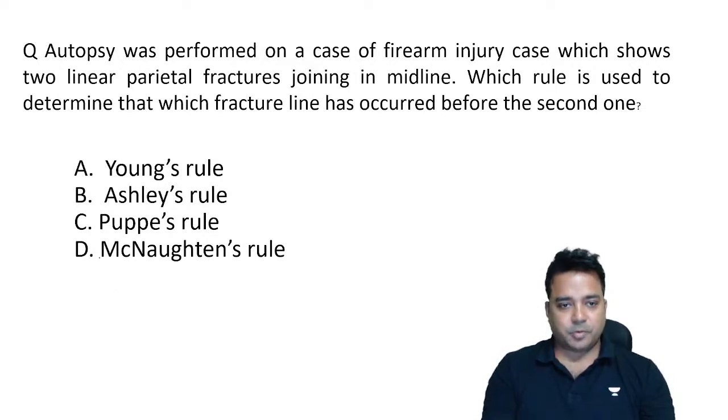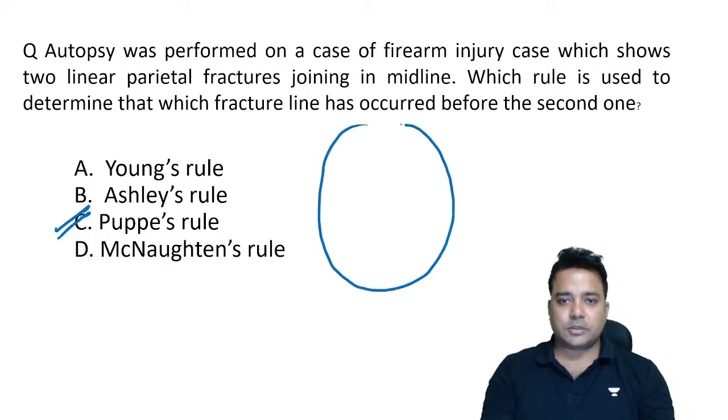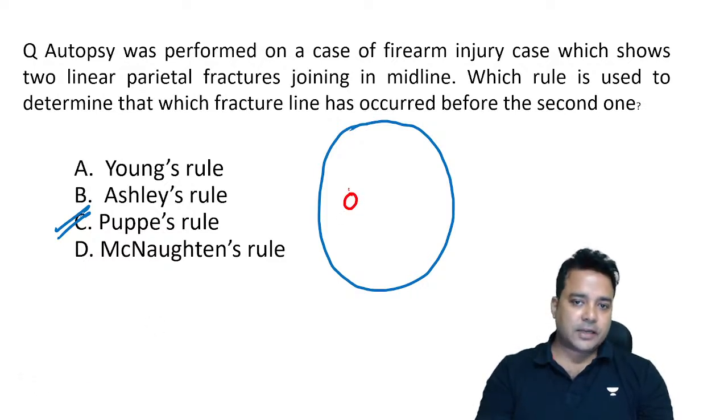Correct answer goes with Puppy's rule. सबको पता है, ठीक है? In case of multiple fractures to the skull vault, so this is the skull vault, and I say that there is a firearm entry wound over here. Along with that, you are seeing fracture of a skull bone like this.